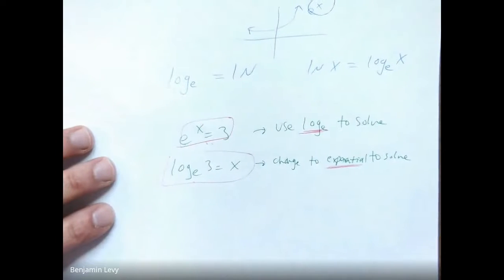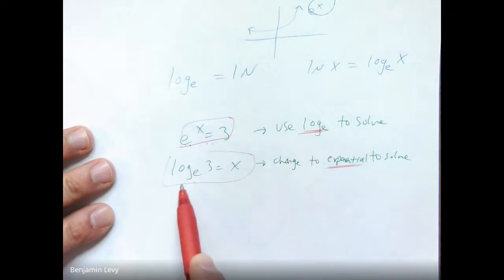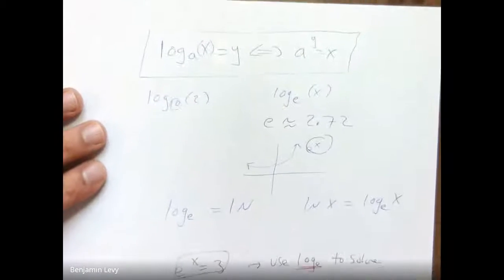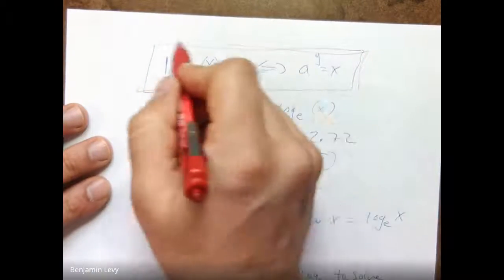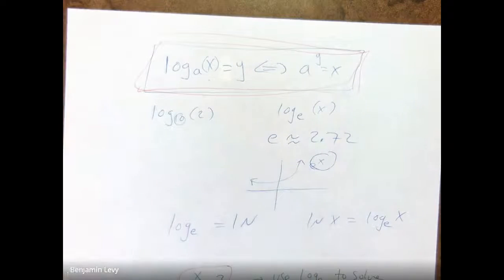And then I had mentioned this yesterday. These were some of the notes I wrote yesterday, which is when you have an exponential equation, you use logs to solve. And when you have a log equation, you change it to an exponential to solve. And so that's where this property up at the top here, this tells you how to change between logs and exponentials, becomes pretty crucial.